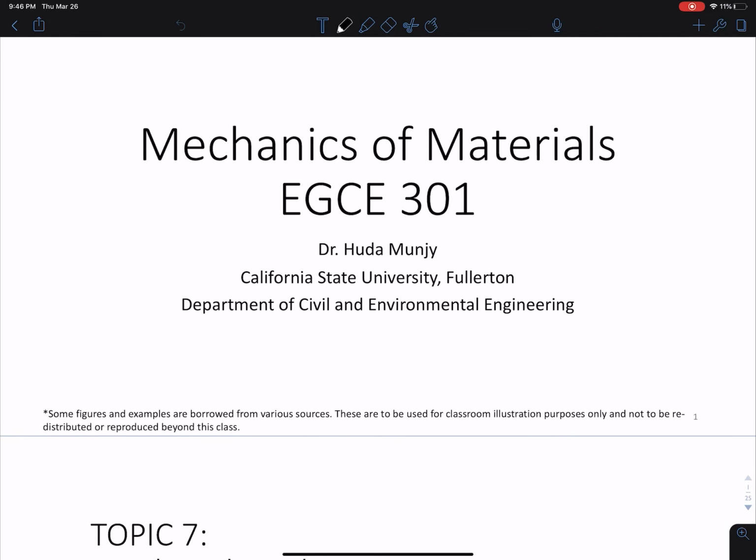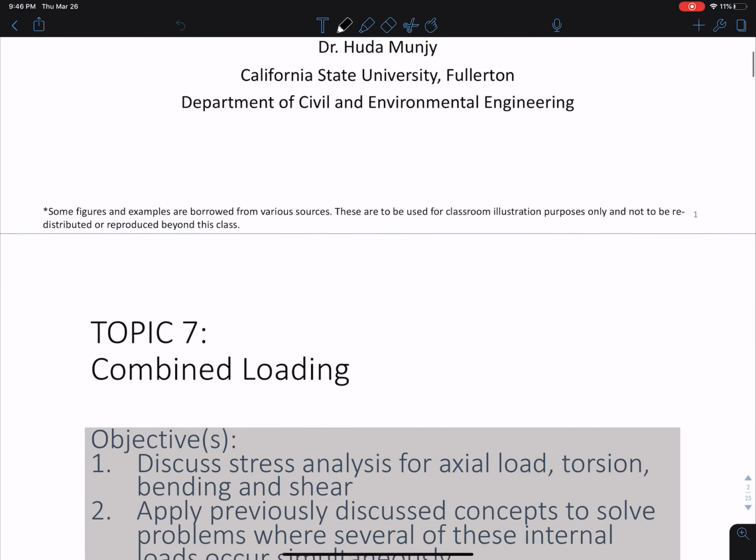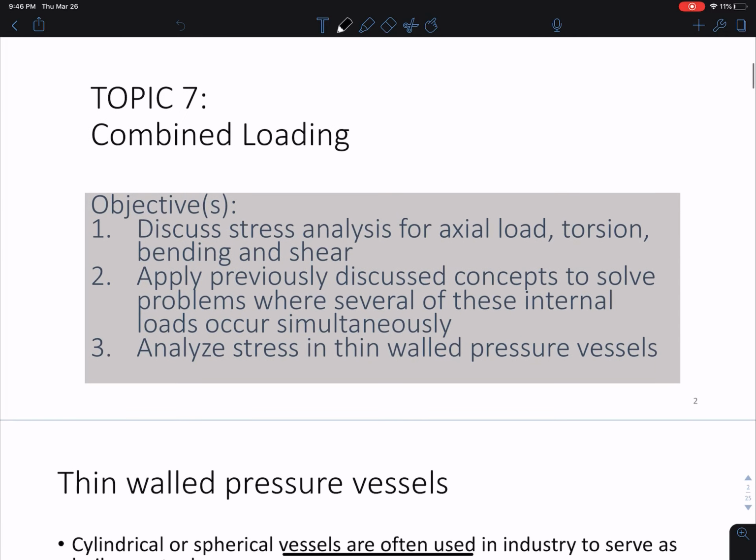All right, guys, so we're going to start topic 7 and hopefully finish this in one video because it's a pretty short lecture. Okay, so we're going to start with combined loading. And the nice thing about this topic is that it doesn't require any more theory than what we've already discussed in the past two topics.